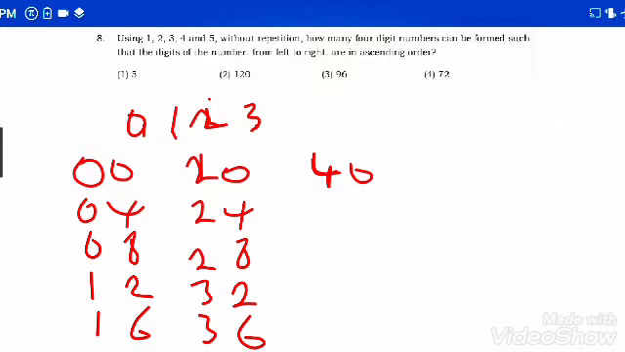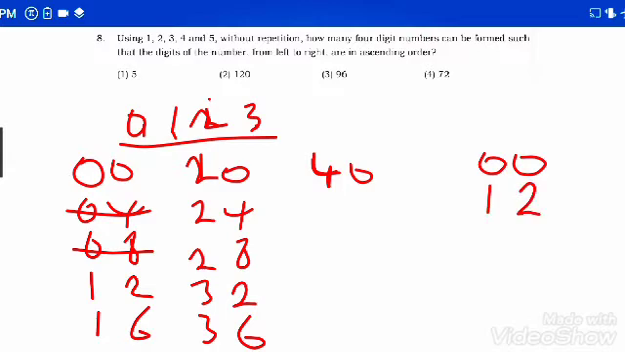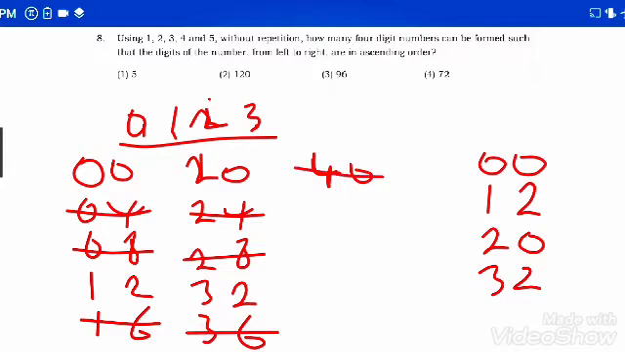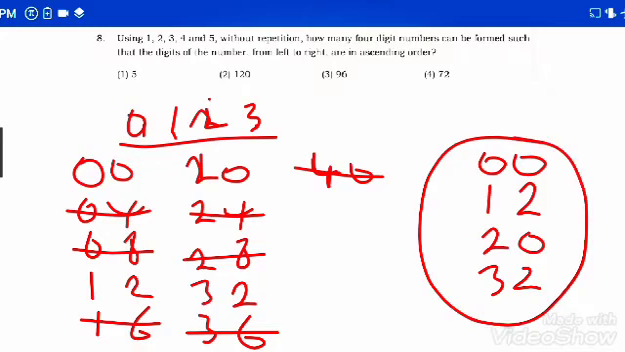Now let's pick out the ones containing these digits. We have 00, and we can't have 04 because 4 is not there, no 08 because 8 is not there. We have 12, but not 16 because there is no 6 there. We have 20, no 24, no 28 because we don't have 8 there. We have 32. So at the end of the day, we have 4 numbers for the last 2 boxes.